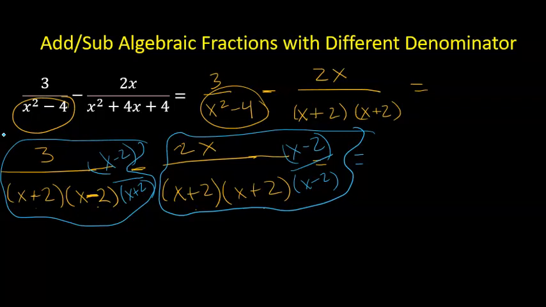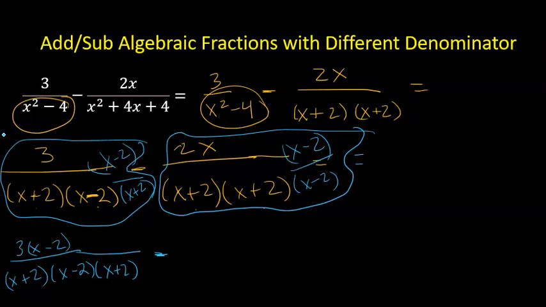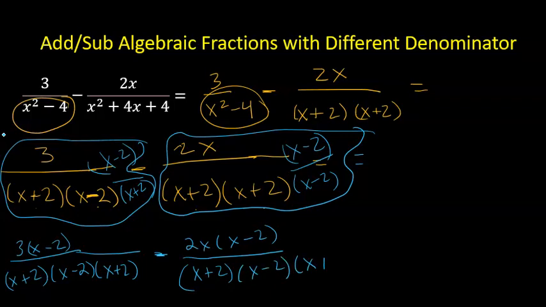Okay, what does that give me? It gives me 3 and then the x plus 2, over x plus 2, x minus 2, x plus 2, minus 2x, x minus 2, over x plus 2, x minus 2, x plus 2.